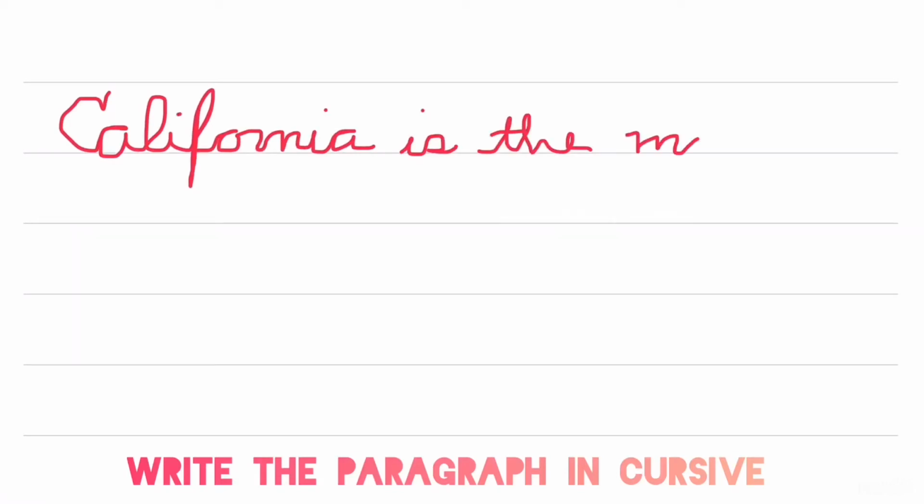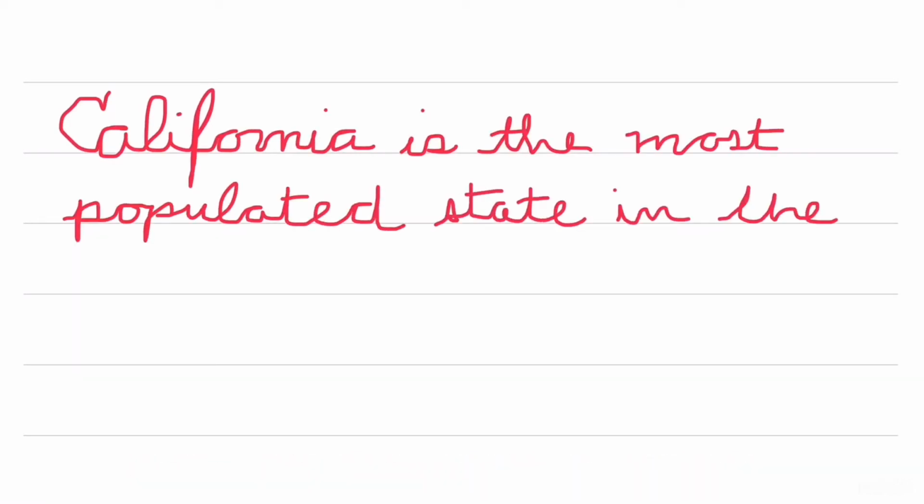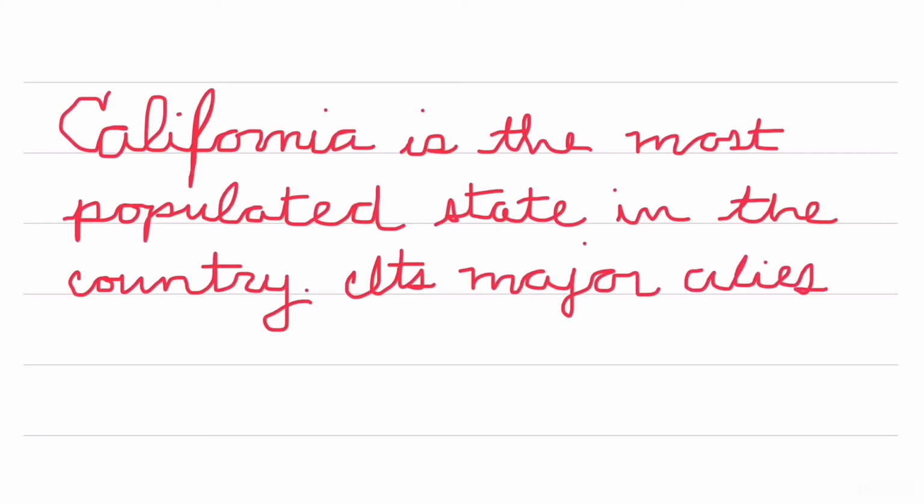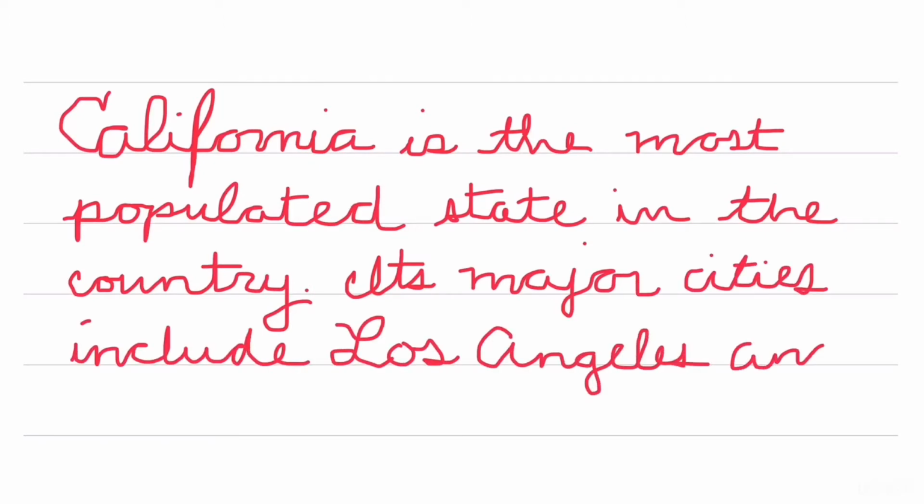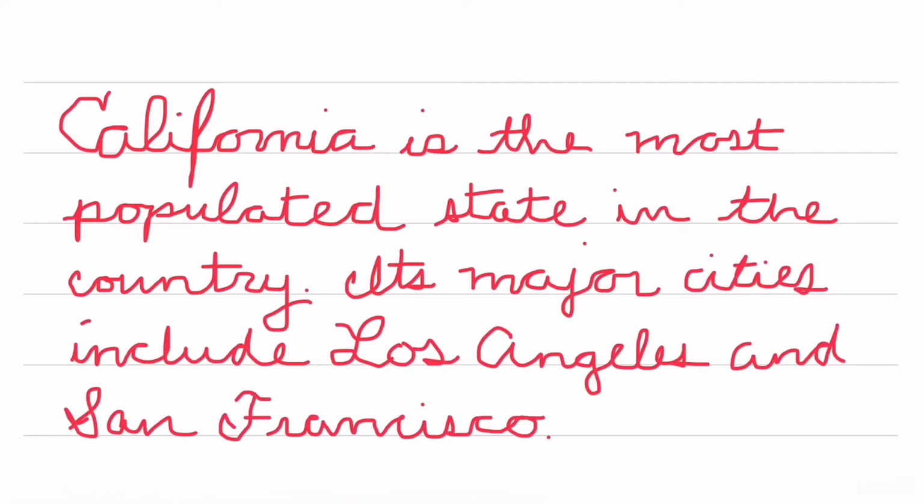So now I'm going to write a paragraph, and this time I want you to write a paragraph in cursive. So the paragraph is, "California is the most populated state in the country. Its major cities include Los Angeles and San Francisco." So write the paragraph in cursive.